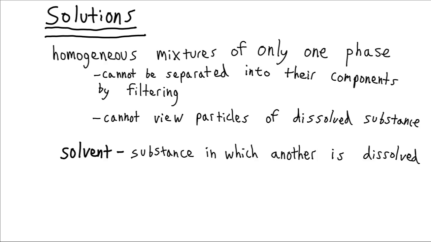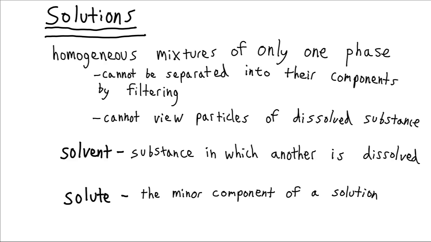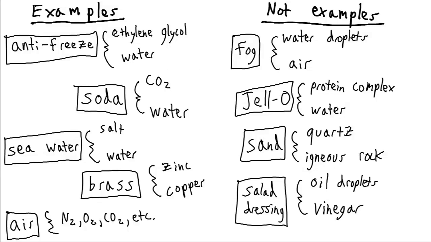And if one of the substances is minor in comparison to the other, so there's a smaller amount of it, then we often call that the solute of the solution. Examples of solutions include antifreeze. This is a solution made by mixing two liquids together, ethylene glycol and water. We could also mix a gas with a liquid, soda being an example, where you have CO2 mixed with water.